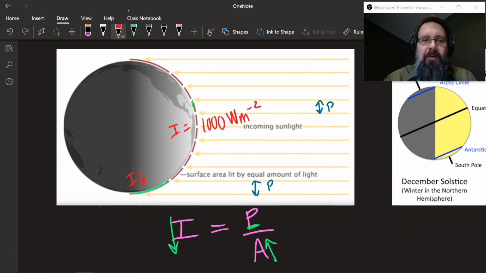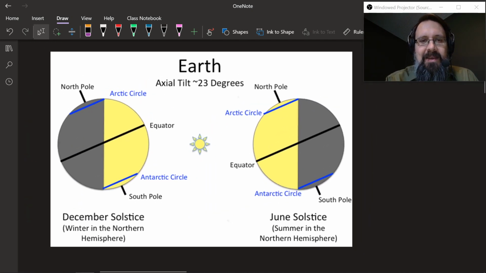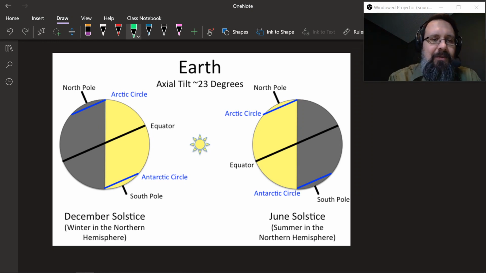So now why is this important? Well, because the seasons can change this. Depending on the time of the year, the tilt of the earth is going to be different as it faces the sun. So over here, this is during the winter in the northern hemisphere.